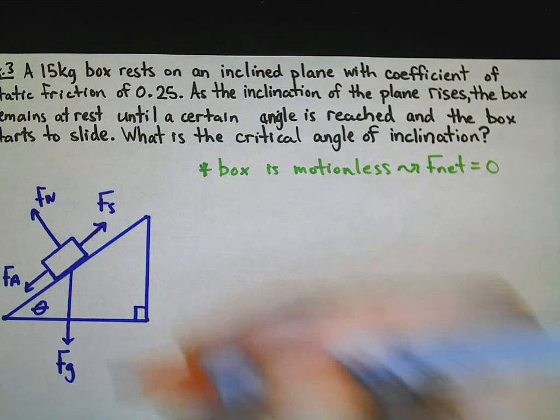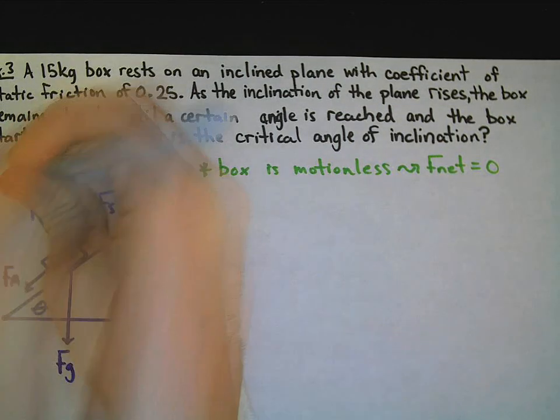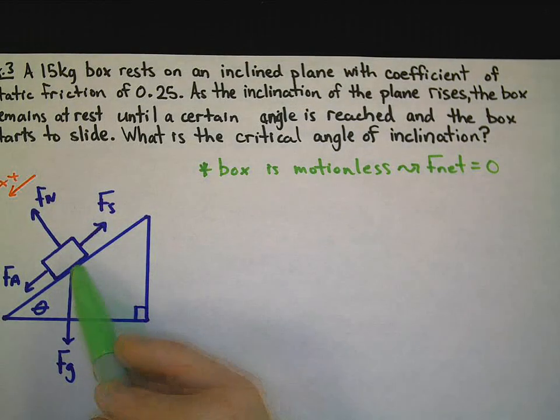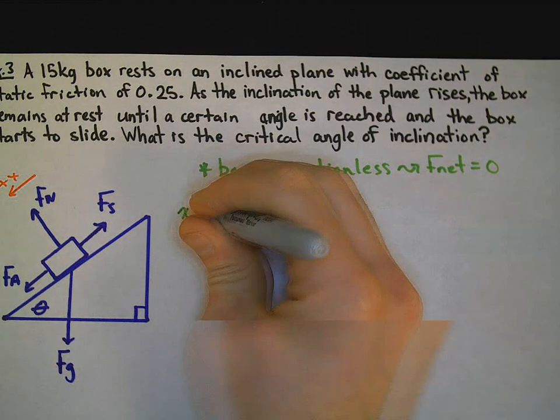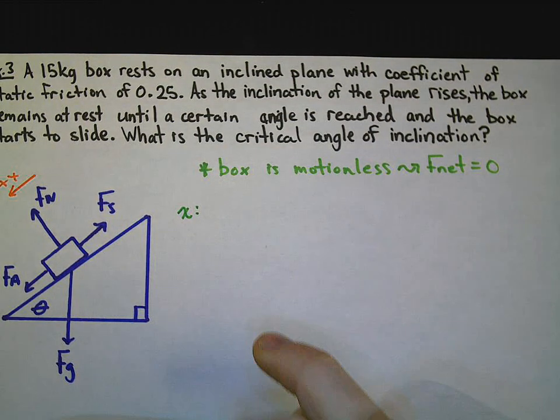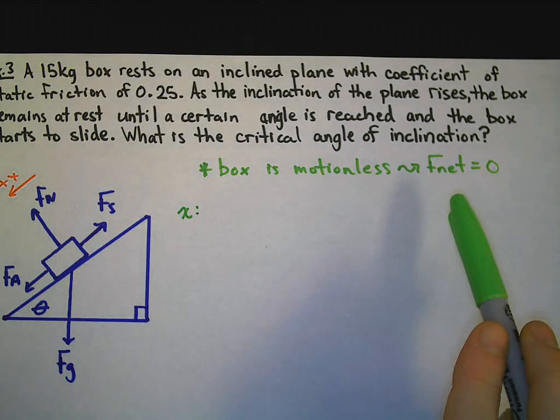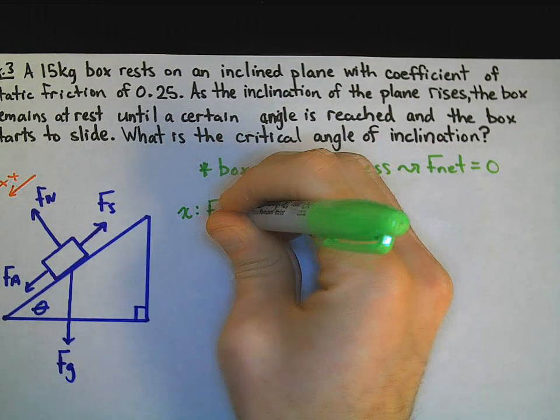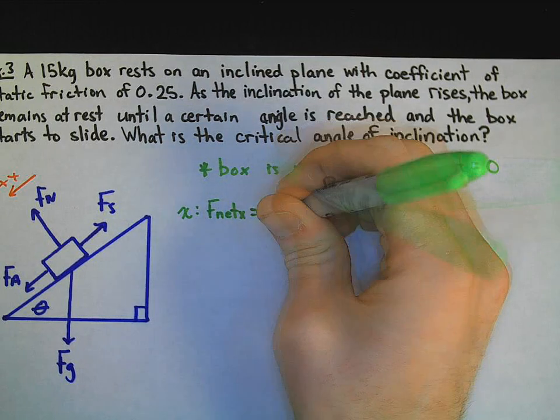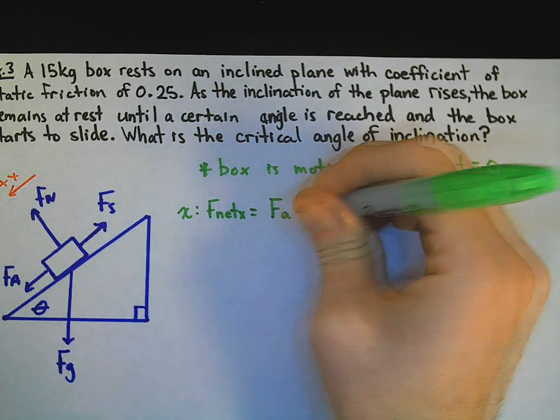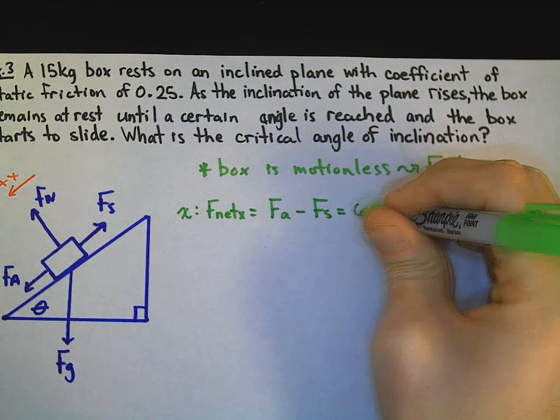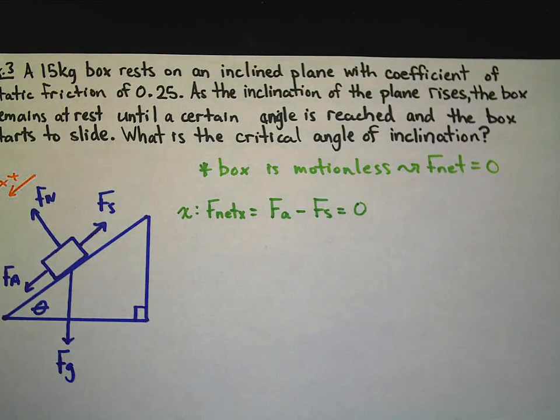So as usual, let's call down the ramp my positive x direction. And the only motion that's going to occur is down the ramp, so yet again, we're only concerned with that x direction. And when it's motionless, I have a net force of 0. So that means that my net force in the x direction will be my applied force minus my force of static friction, which, when it's at rest, equals 0. By setting it equal to 0 right now, we can determine the angle at which it will start to slide.